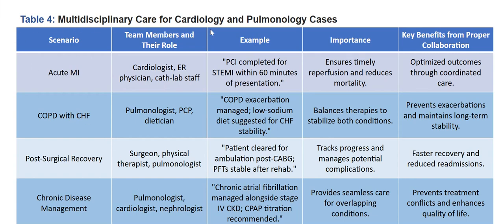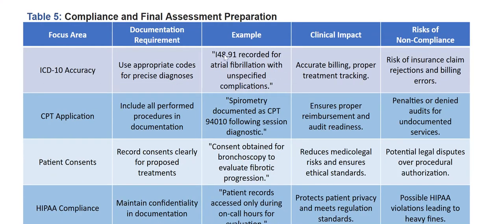Table on multidisciplinary care for cardiology and pulmonology cases, scenario, team members and their role, example, importance, key benefits from proper collaboration. Scenarios: we have acute MI, myocardial infarction, COPD, chronic obstructive pulmonary disease with congestive heart failure, CHF, post surgical recovery, chronic disease management, cancer with pulmonary symptoms.